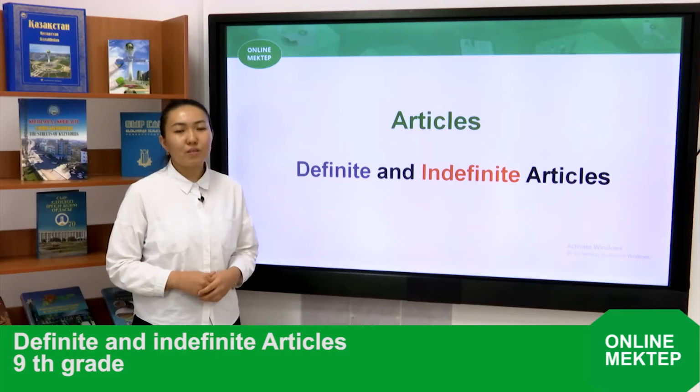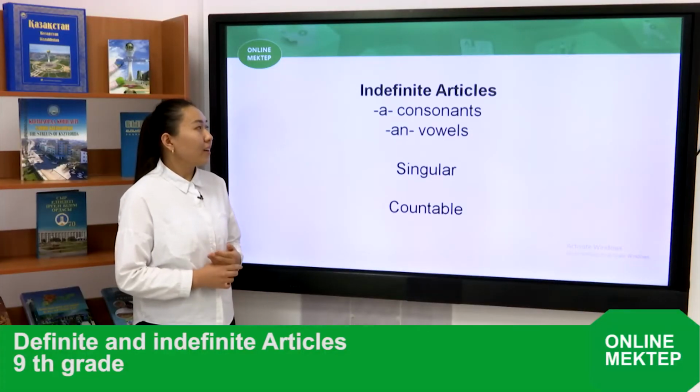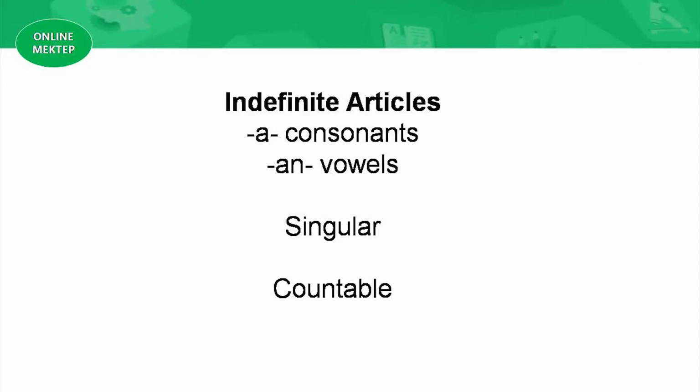As you understand, students, we are going to talk about articles. Articles we divide into definite and indefinite articles. Here, as you see, we have indefinite articles. When we use these articles, A and AN, we use A before consonants and AN before vowels. Most letters in the English language are consonants, and the vowels are A, E, I, O, U. We use these articles for singular and countable nouns.